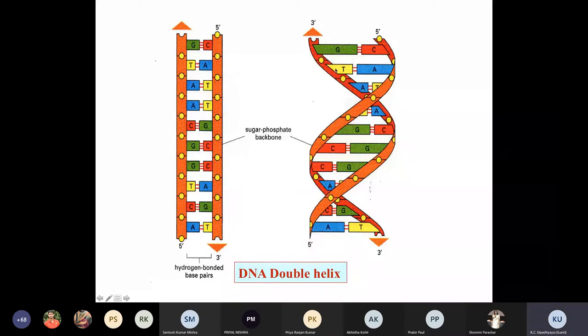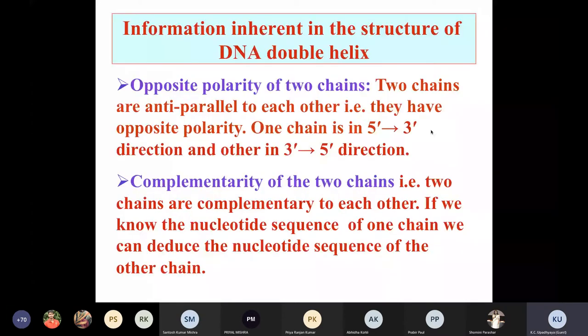In fact, one chain has a 5' to 3' direction, and the other has a 3' to 5' direction. So we say that these two chains are anti-parallel to each other. All naturally occurring polynucleotide chains contain 5' phosphate and 3' hydroxyl. That is a universal rule. So what I said, the two chains are anti-parallel to each other. Of course, one chain is 5' to 3' direction and the other 3' to 5' direction. 5' phosphate, 3' hydroxyl.